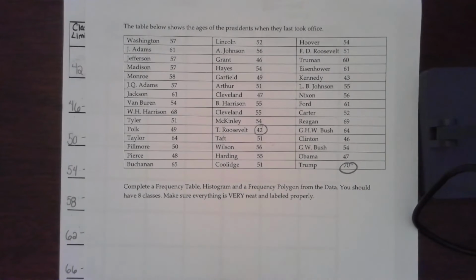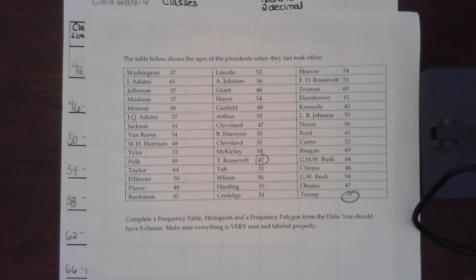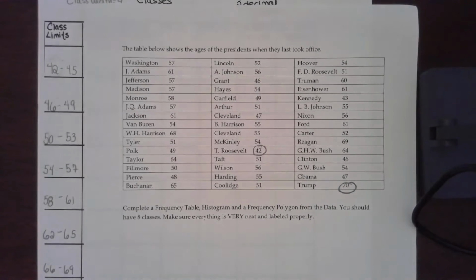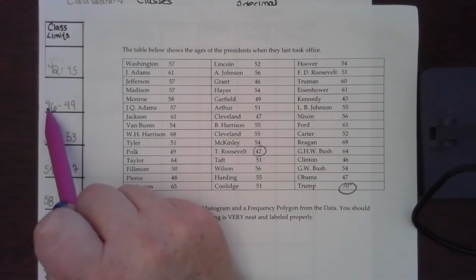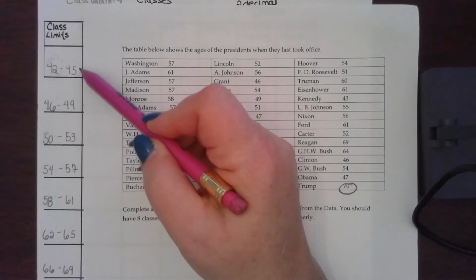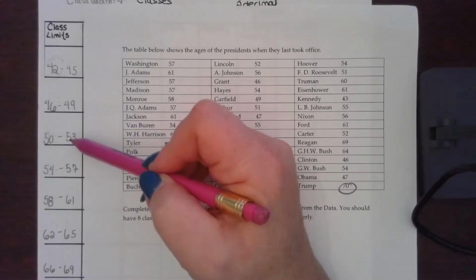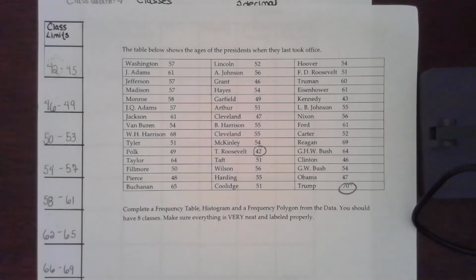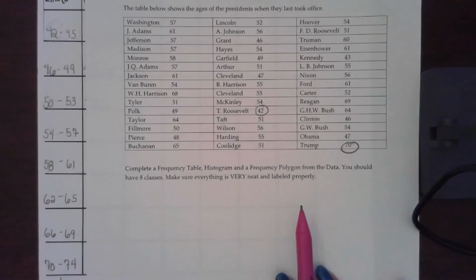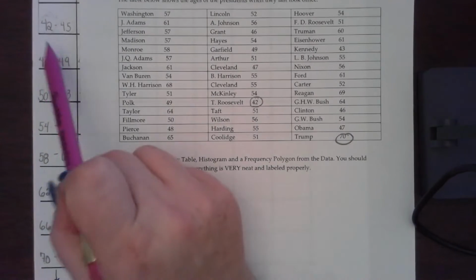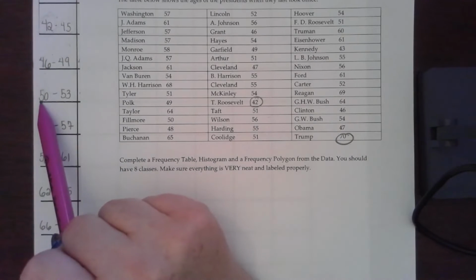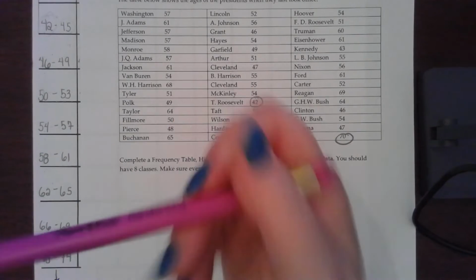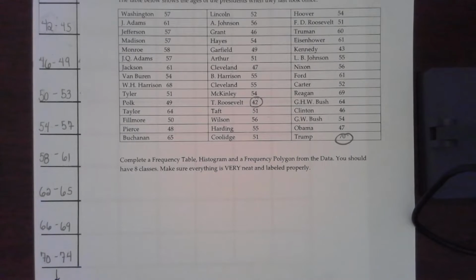Now, class limits do not overlap. They are mutually exclusive. So my upper class limit has to be 1 less than what I have here. So I start at 45, and then I just add 4 as I go down, which is the class width. And those are our class limits. So you should have class limits of 42 to 45, 46 to 49, 50 to 53, and all the way to 70 to 74. Now the next thing I have to do is my class boundaries.